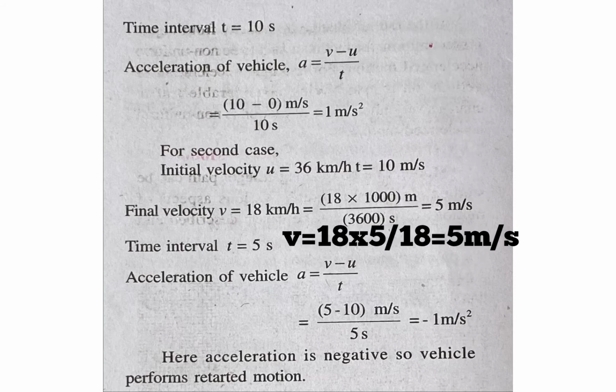Here acceleration is negative. So what is produced? Retardation is produced. And why is retardation produced? Because brakes were applied and its velocity is decreasing. So students, is it clear now how to solve this numerical? This way you have to solve the numericals related to acceleration.